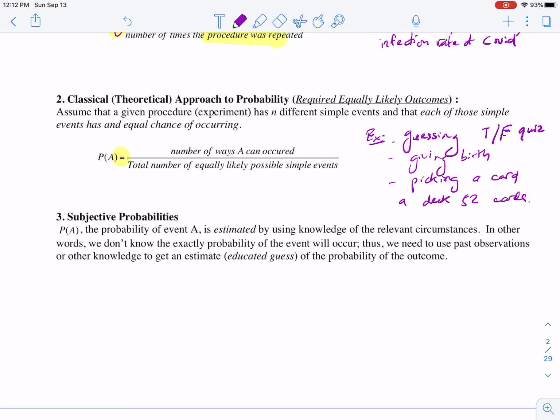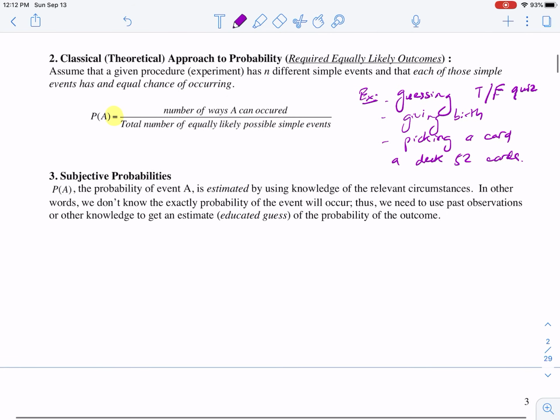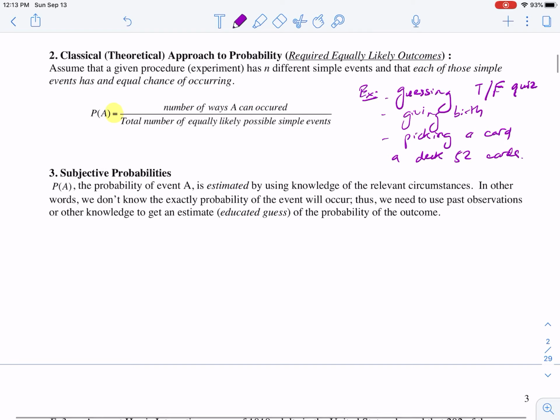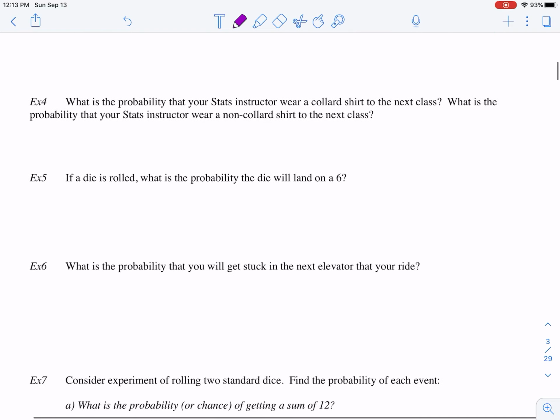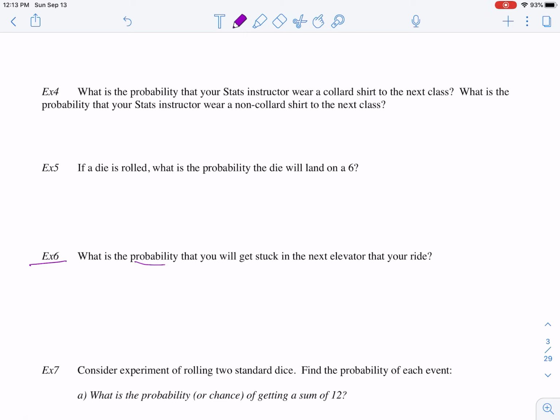Lastly, subjective probabilities are the way we calculate probability based on our personal experience or an educated guess, or things that happened in our past, and we just use that to make a decision or guess what would happen. This is tied to an example like, let's see here, what would be the probability that you get stuck on the next elevator that you ride? Right, so that's just based on personal experience.